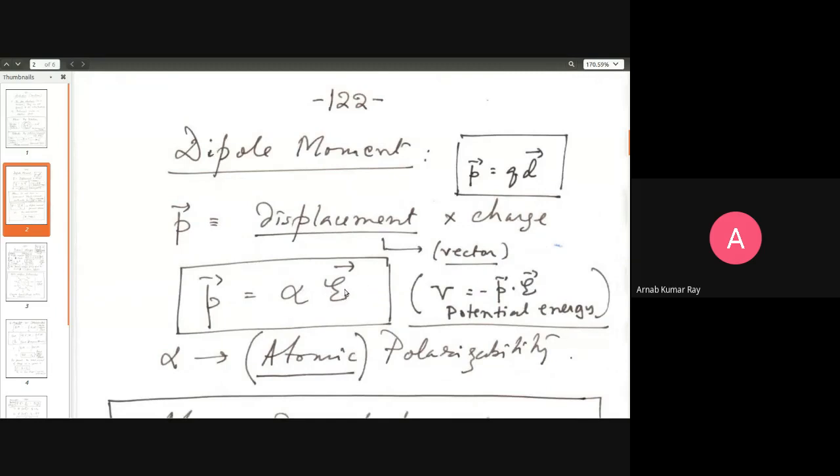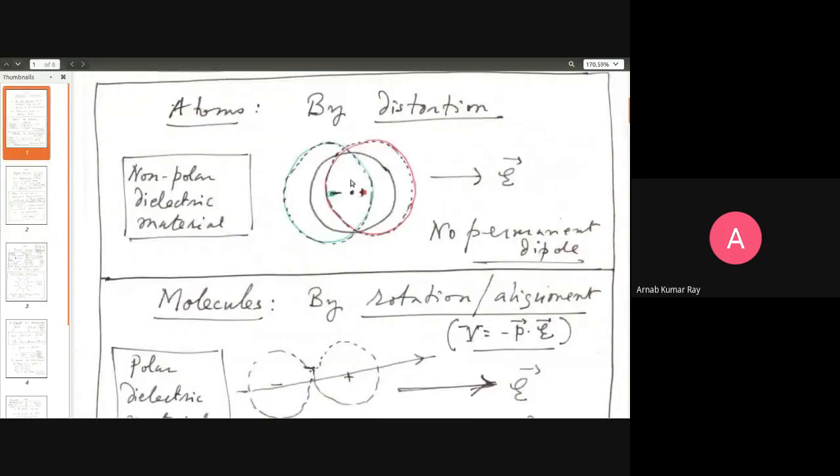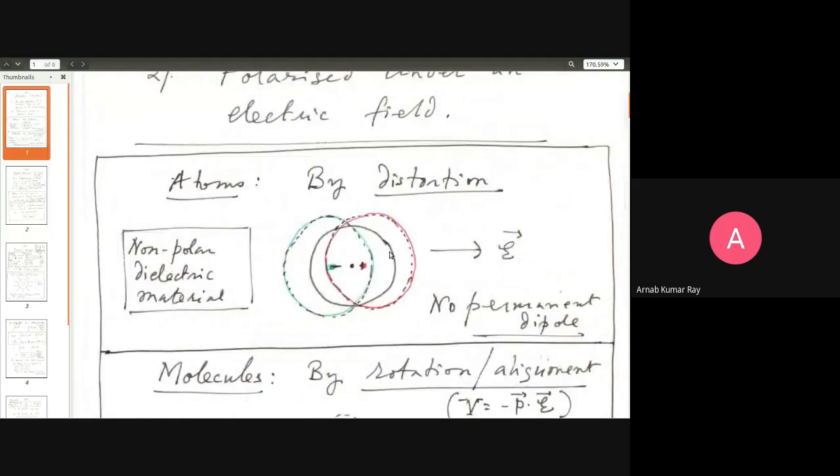I'm sorry. I'm terribly sorry. I made a mistake here. I shouldn't be talking about the molecules. I'm talking about atoms. I'm sorry about causing a confusion.